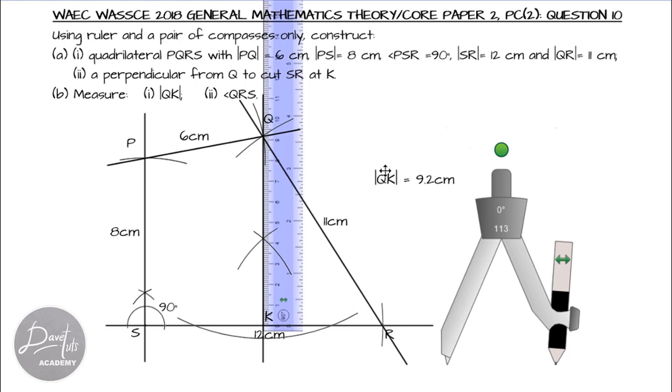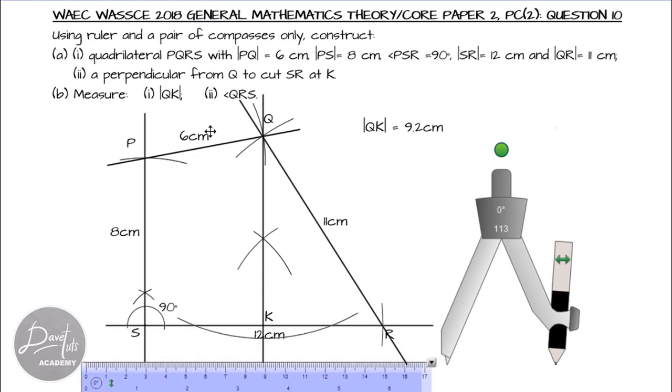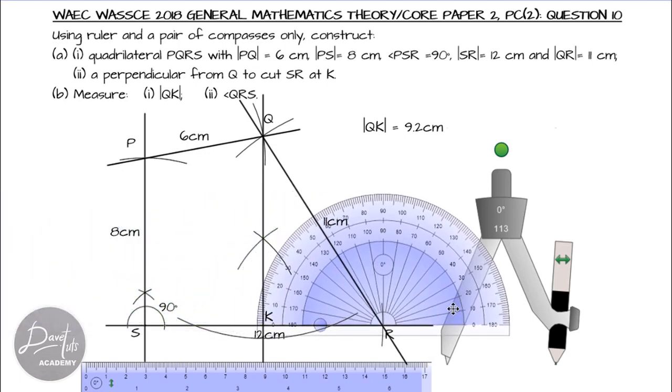And then we're also asked to find the angle QRS. So noting our QK, we can bring in our protractor. Our protractor will be used to measure angle QRS. So R is the midpoint. If we put the origin of the protractor there, we can see from SR to Q, we are having the angle QRS to be 56 degrees.